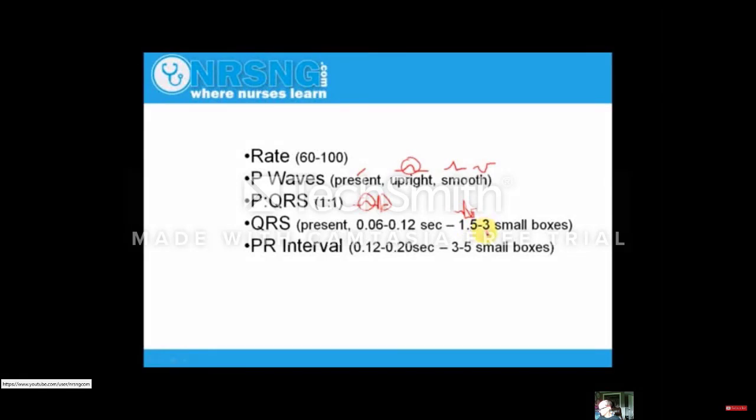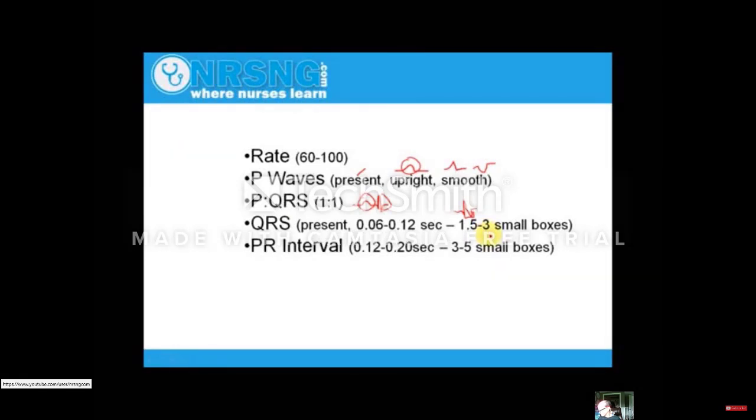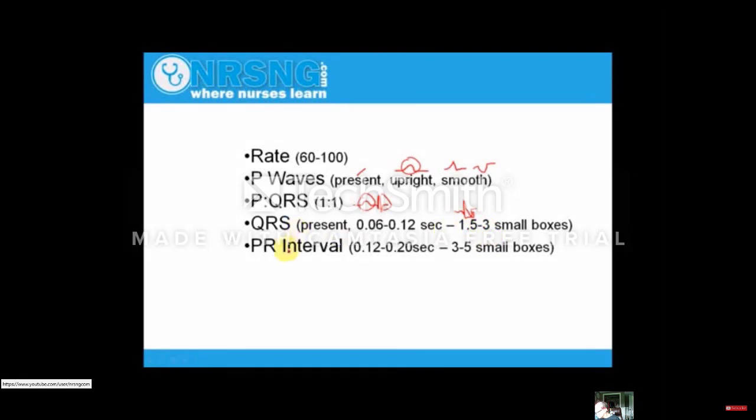And then last of all, the fifth thing we're going to evaluate is our PR interval. Now remember, our PR interval starts at the beginning of the P wave to the beginning of the R wave. So this is our PR interval. And what that's going to tell us is the onset of atrial depolarization to the onset of ventricular depolarization, essentially what's going on in the AV node. How long is that impulse being held?